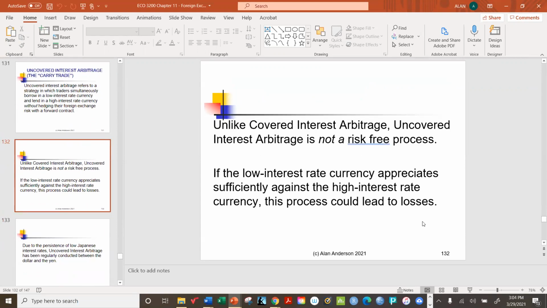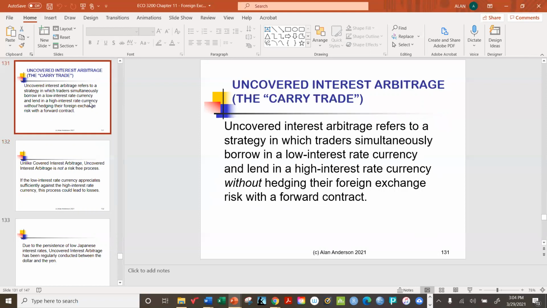Okay, so it's not a risk-free process. So technically the word arbitrage is not correct here. And that's one of the reasons why it's called the carry trade, because it isn't really, strictly speaking, an arbitrage. But the logic is that you are borrowing in a country with very low interest rates, and you're using the funds that you've borrowed to lend in a country with higher interest rates. And as a result, you're hoping to make a profit. But at the same time, though, you are assuming some foreign exchange risk.